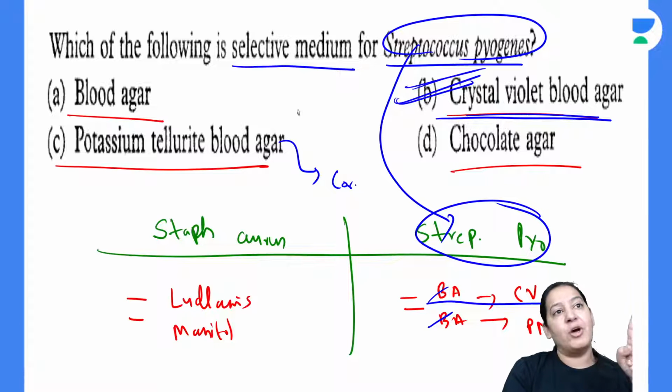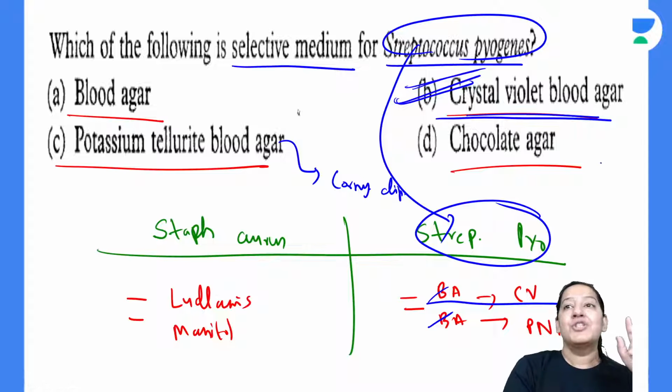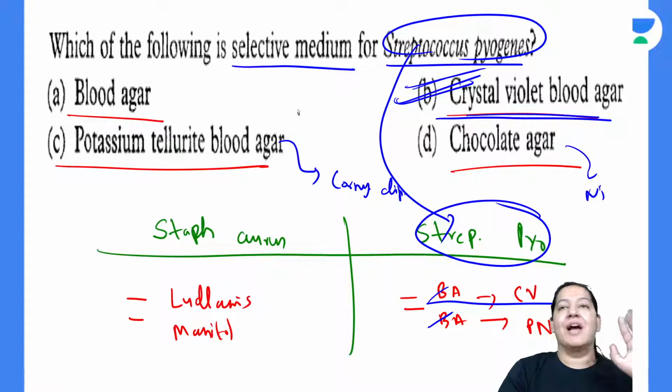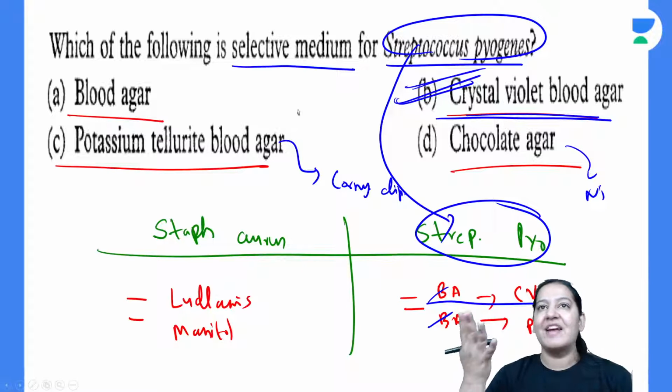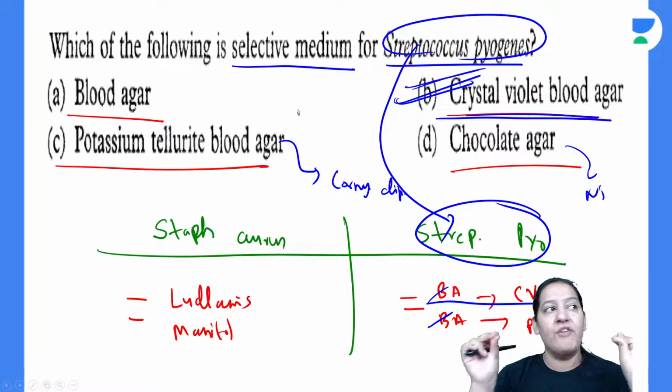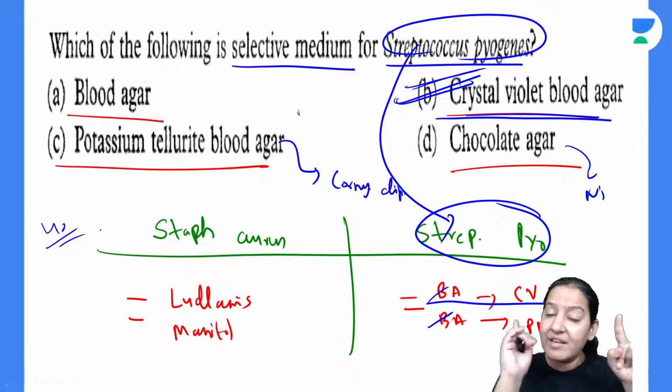If I ask the same question, selective media for Corynebacterium diphtheriae, your answer will become C. Chocolate agar will be for Neisseria. So different bacteria have different selective media. You should know the selective media for all bacteria. All 40 bacteria, the selective media at the tip of your tongue.